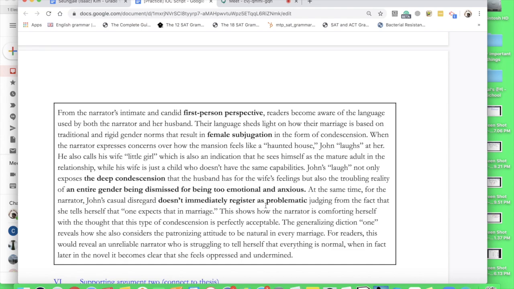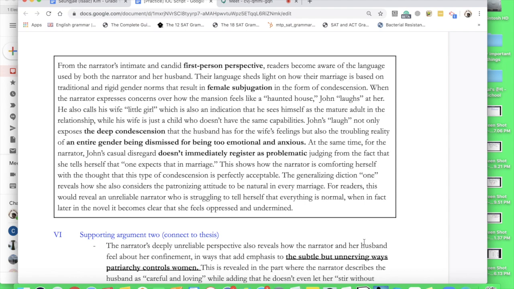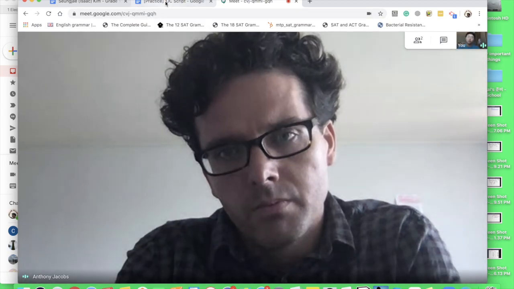The reason the laugh represents that is because it's very casual, and this casual disregard doesn't immediately register as problematic because the wife's reaction afterwards says that this is what one expects in marriage. So this shows how the narrator is comforting herself with the thought that this type of condescension is perfectly acceptable. For readers, this reveals an unreliable narrator who is struggling to tell herself that everything is normal, when in fact, at the very end of the novel, it's clear that she's being oppressed. This also reveals this subjugation and how natural women felt about it. So that's very problematic as well.